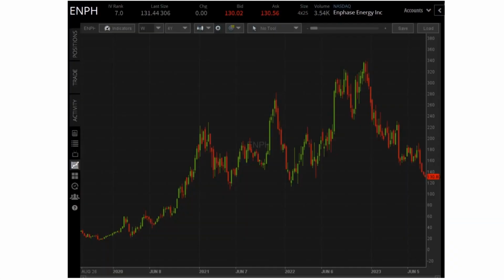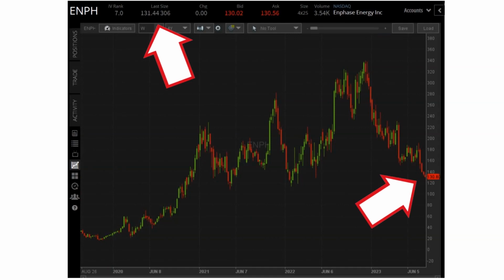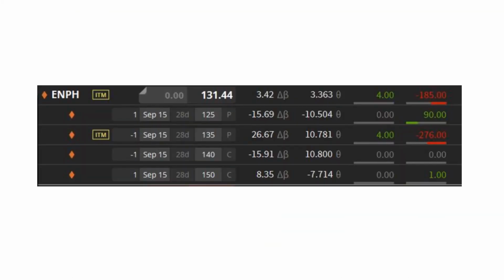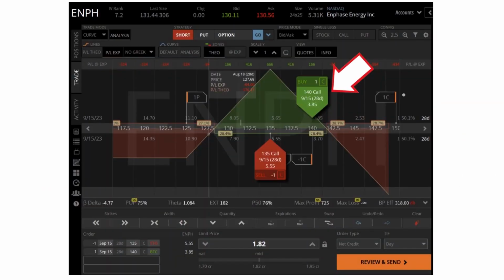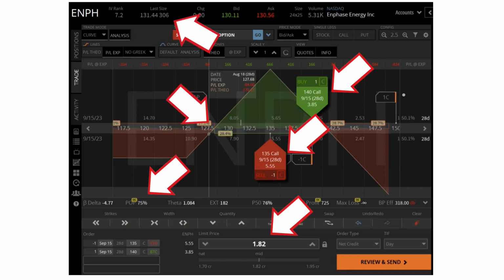Enphase is another one that has been hurt recently. It's trading down at $131 right now. We have on the 125, 135, and 140, 150 iron condor. Since the market has been down so much, I'm going to roll only the 140 call down to the 135 short put strike price. By doing this, we add almost 5 negative deltas and collect another $182 in premium just upon placing this trade. We now have a 75% probability of profit. We immediately bring our break even down to $128, so below where it is currently trading. We hit review and send and place the trade.